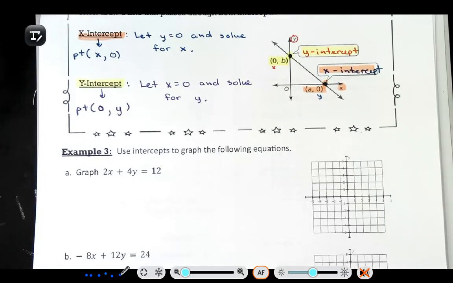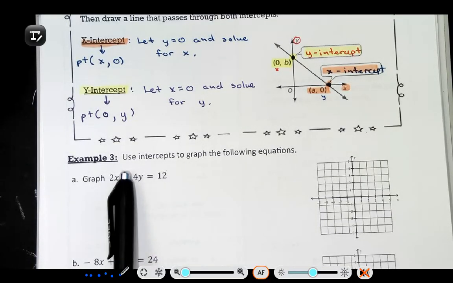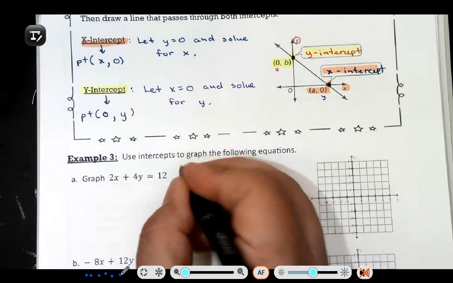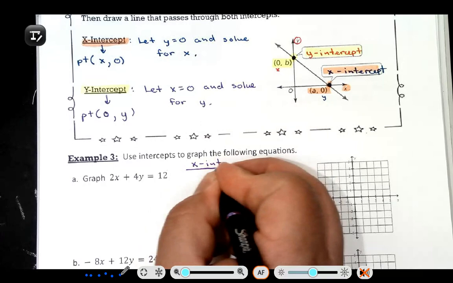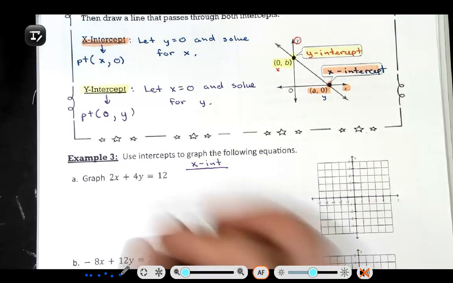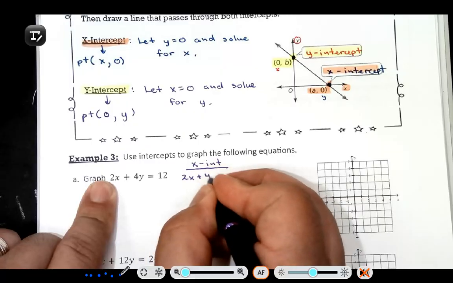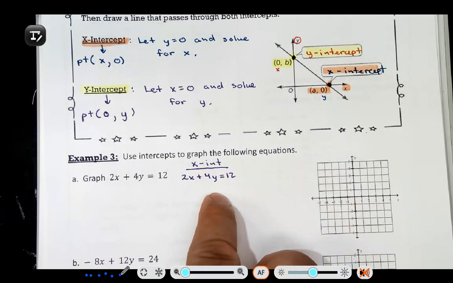Okay, so here comes our very first problem, where we're going to graph our own line using intercepts. Use the intercepts to graph the following equation. All right, here we go. First things first, I want an x-intercept. I'm going to copy the equation, 2x plus 4y is equal to 12. There, I just copied the equation. I didn't do anything else, just copied it down.